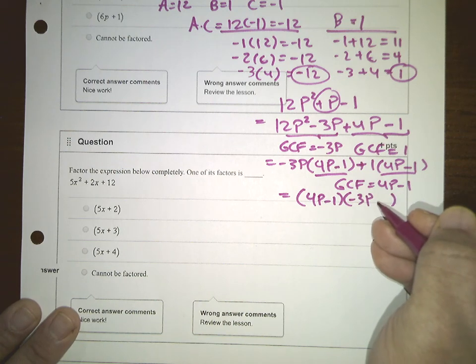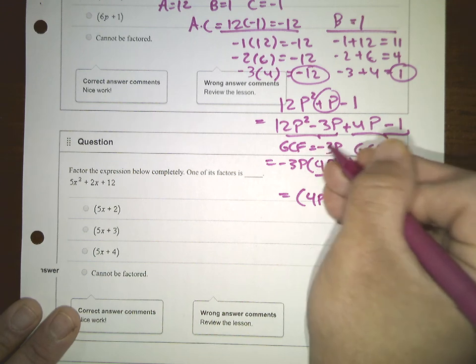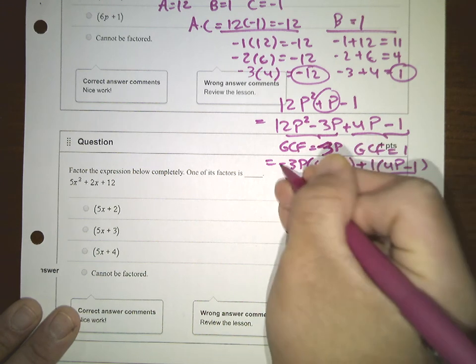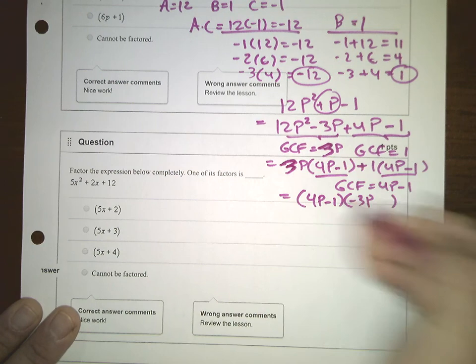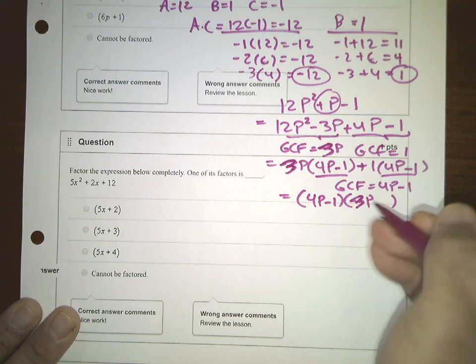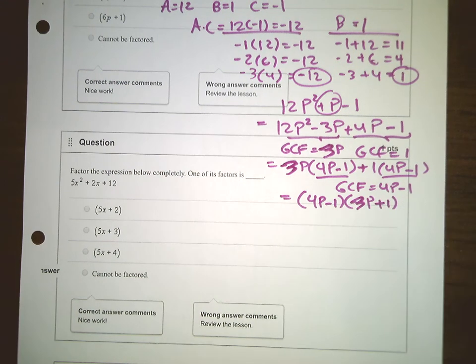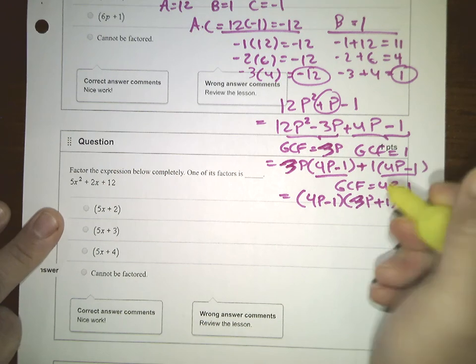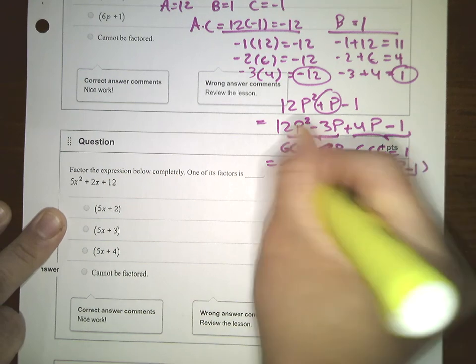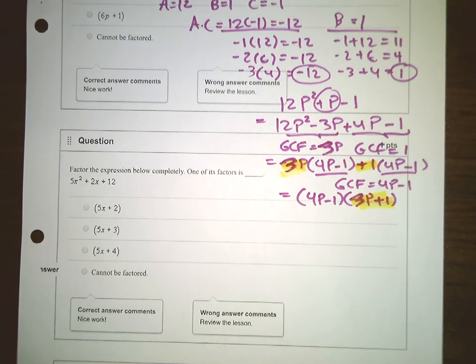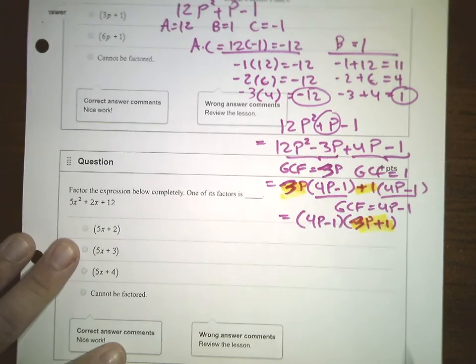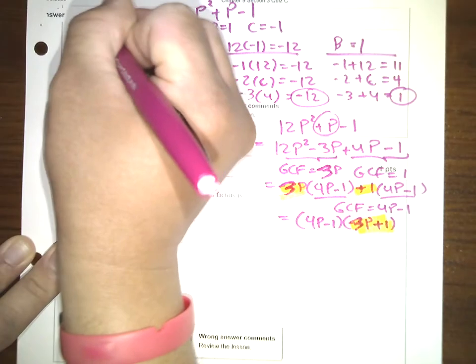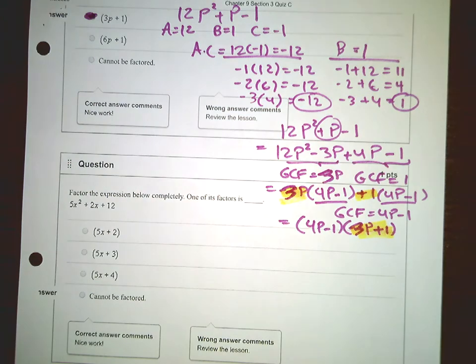right? Oh, no, sorry. That should be 3p, not negative 3p. I don't know why I have an extra negative sign there. So 3p plus 1. All right, so there is 3p plus 1. So there we go. We see that one of the factors was 3p plus 1.